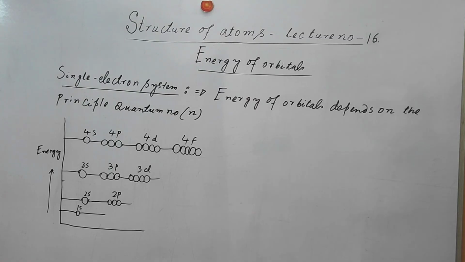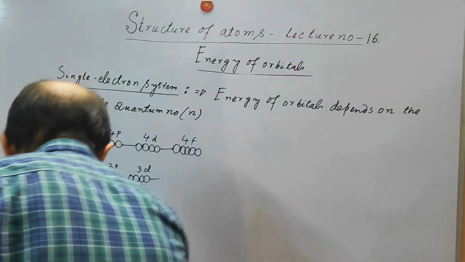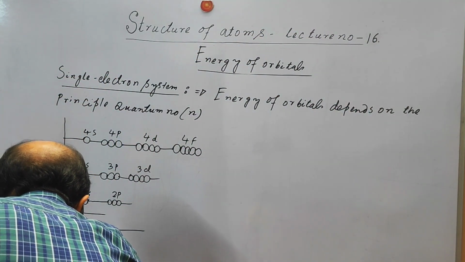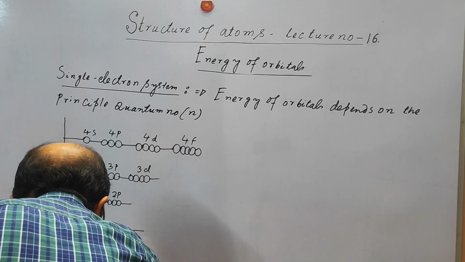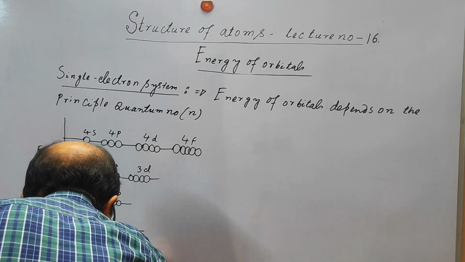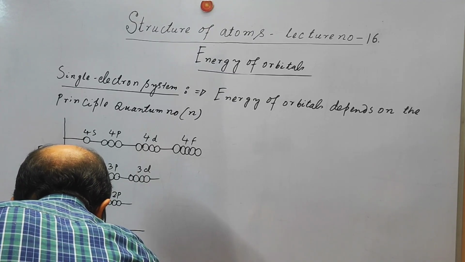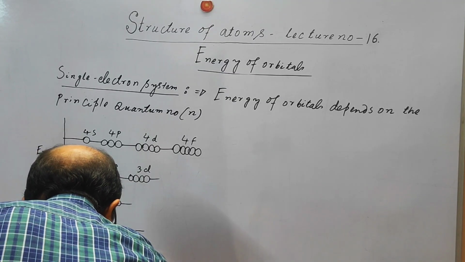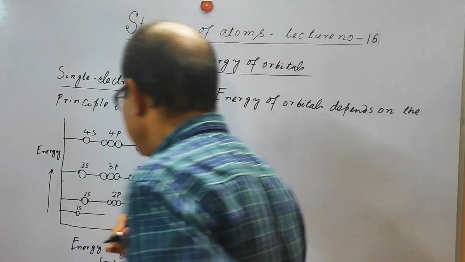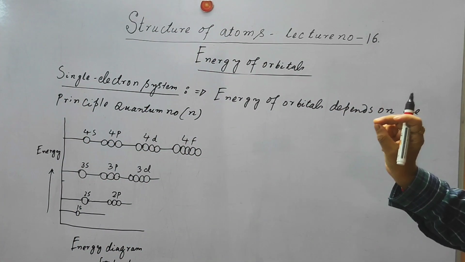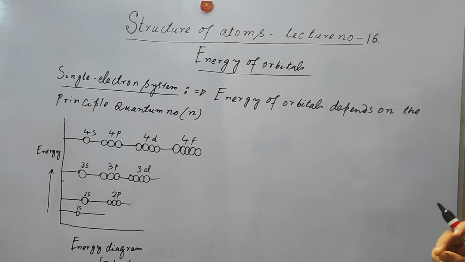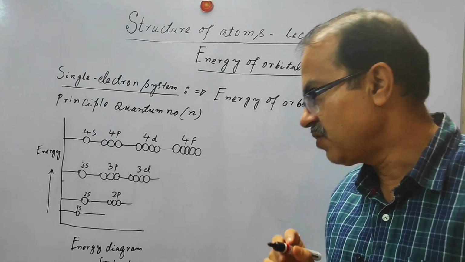This is the energy diagram for the single electron system, that is hydrogen atom. From this energy diagram, you can easily understand one thing, that the energy of the orbital only depends on the principal quantum number.